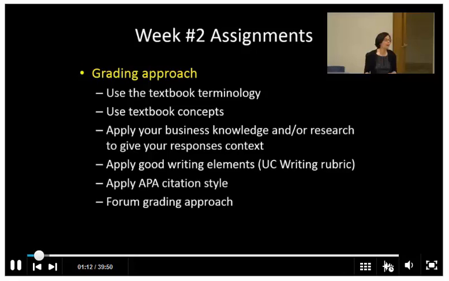Again, you're expected to go out and find additional sources when you are given an assignment to add some heft to your assignment. Always apply APA. And again, with the forum grading approach, I'm looking for sources, going out and finding additional sources to supplement what you're saying in the forum. So I think just adding more to what you're doing would be great. Any questions?